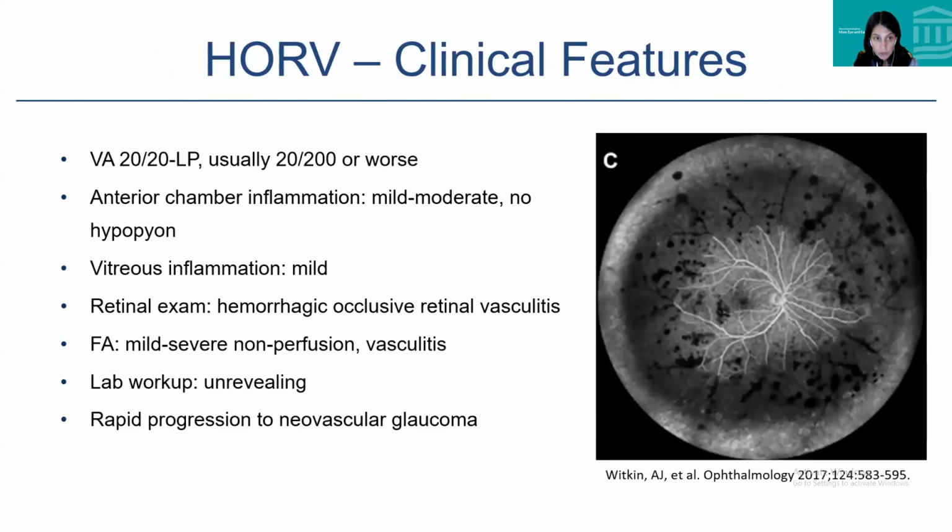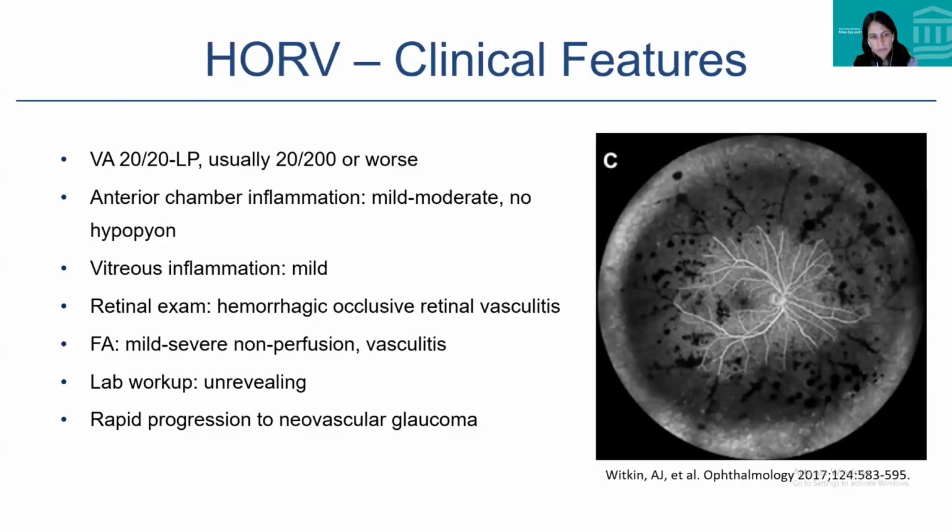The vision can range. There are mild cases with vision presenting as good as 20/20, but usually they're 20/200 or worse when they present. The anterior chamber inflammation can be mild to moderate. There's usually no hypopyon. Our patient had quite a bit of anterior segment findings. However, she had also been through vitrectomy and multiple procedures before she came to see us beyond the cataract surgery, and so that might have influenced her severe presentation. The vitreous inflammation is typically mild.